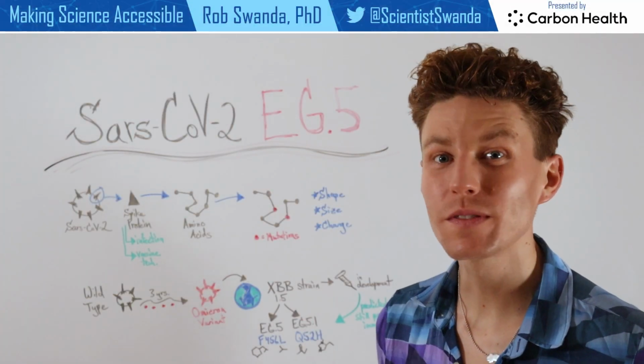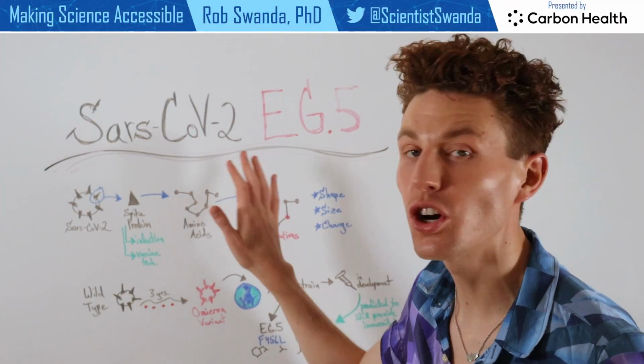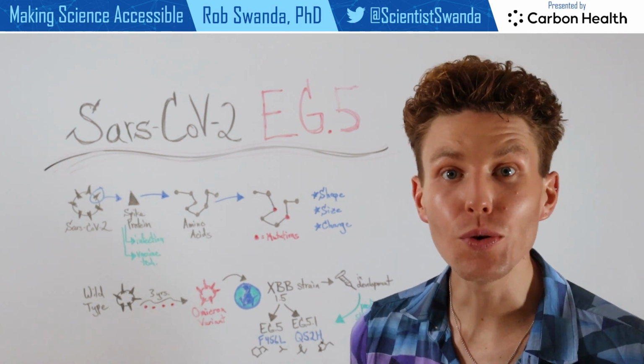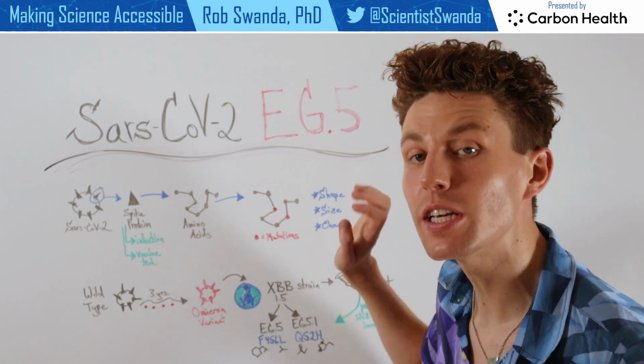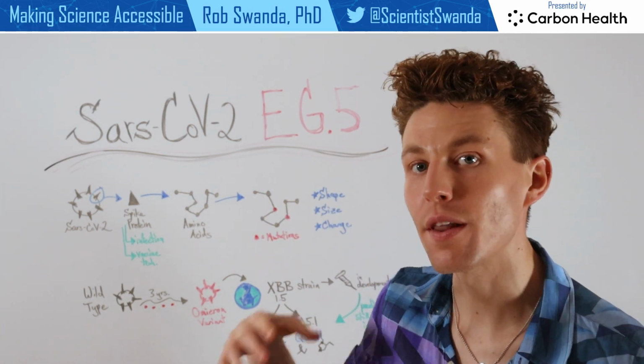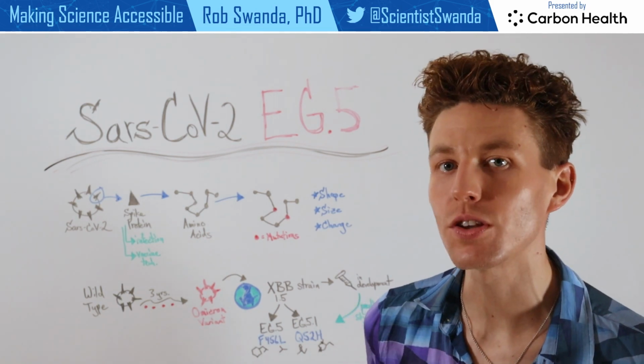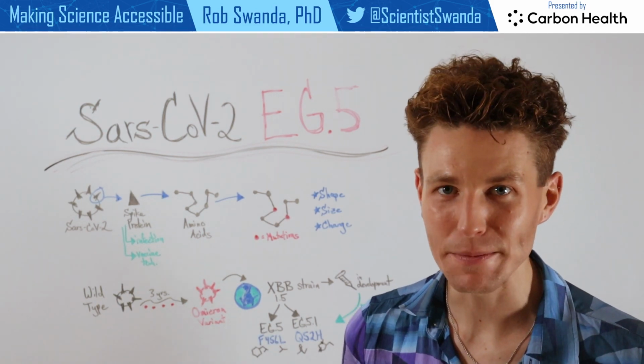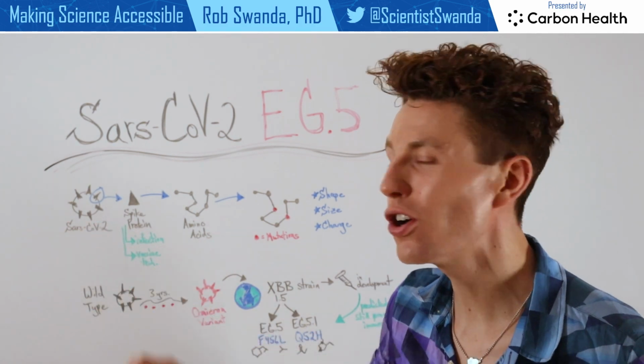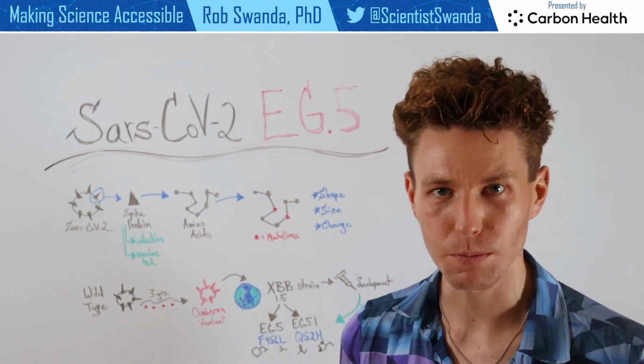It's been a while since we've talked about mutations on SARS-CoV-2, and since there's a new emerging strain known as EG.5, I want to break down that specific strain as well as remind you what these mutations even mean. So as a reminder, SARS-CoV-2 is made of a variety of different proteins.